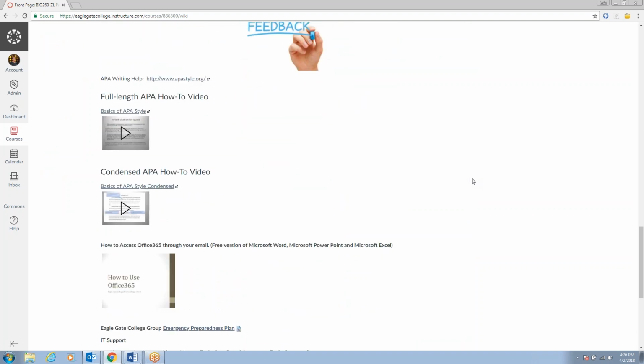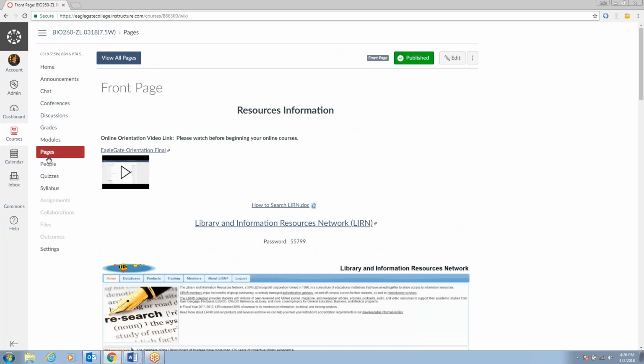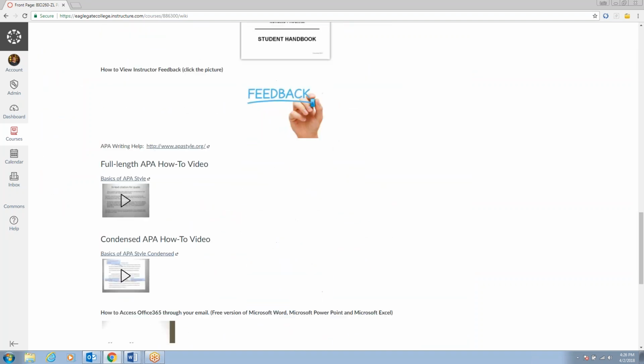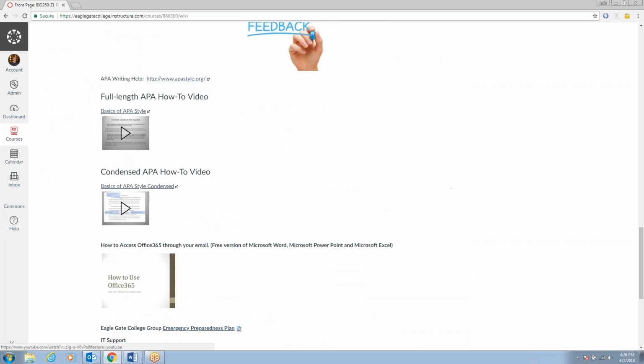So if you come in here, this is the Pages tab. I hope everybody has been in the Pages tab quite frequently. If you come into your Pages tab, there are some videos down here, and you can click on them, and they'll walk you through how to get all the stuff you need for your reference and your citation when you're using websites.